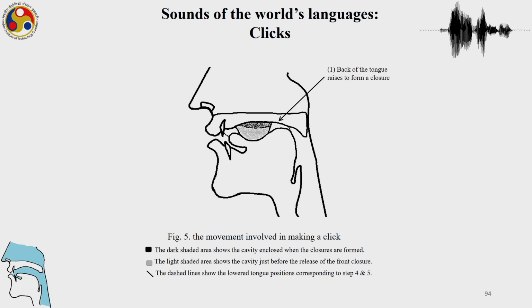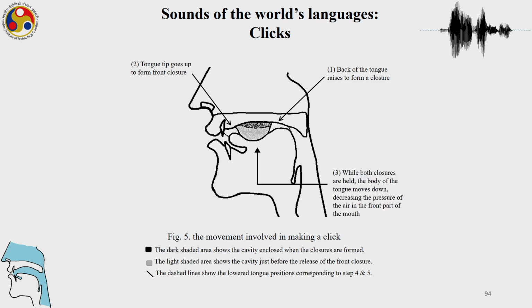Another important aspect of clicks is that there are two closures. Here the back of the tongue raises to make a closure, and at the front the tongue tip goes up to form a closure, and as a result this is an alveolar click. While both closures are held, the body of the tongue moves down, decreasing the pressure of the air in the front part of the mouth. The tongue tip lowers so that air rushes into the mouth.